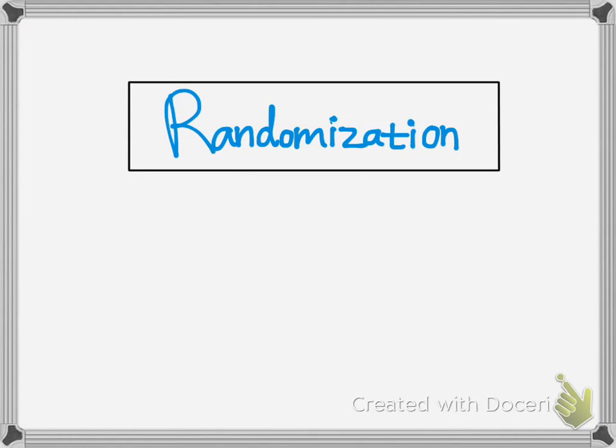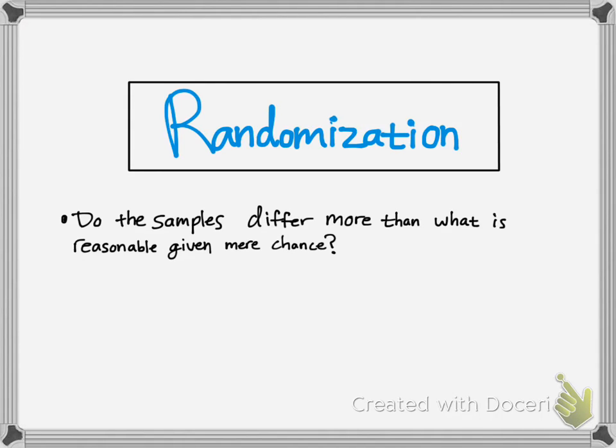Hello YouTube. Today we're going to be talking about randomization when it comes to statistics, and a few things that we need to know about it. Pretty much it's saying, do the samples differ more than what is reasonable given mere chance? Are the two samples that we're comparing really different, or do they just happen to be the same by chance?